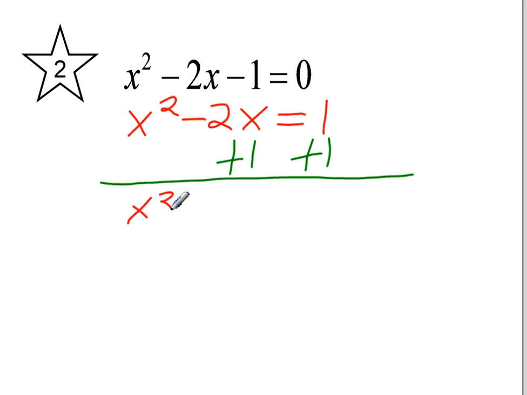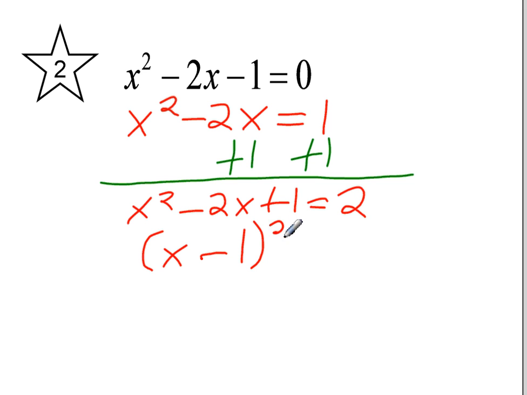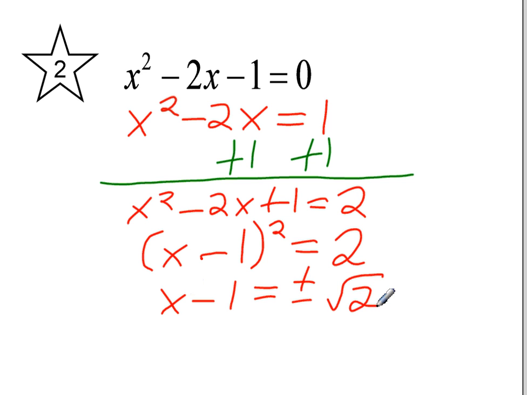So on the left, I'm just bringing that 1 down. On the right, 1 plus 1 is 2. Again, this is a perfect square trinomial. Square root of the first thing, sign of the middle thing, square root of the last thing, squared. Now that it's written as a square, I can use the square root method to solve it. Square root both sides. And then add 1.